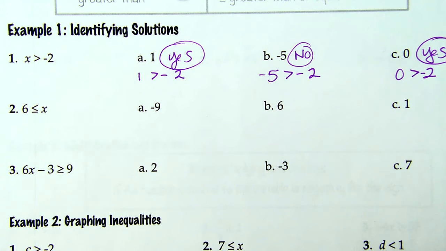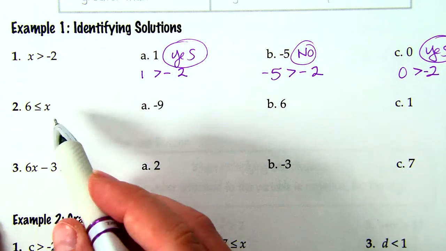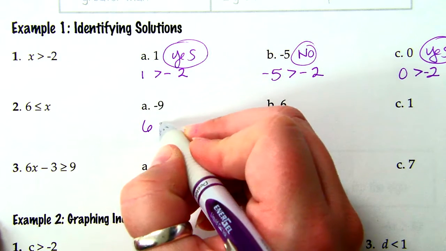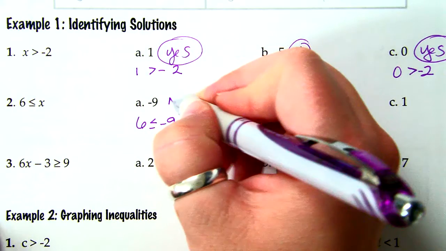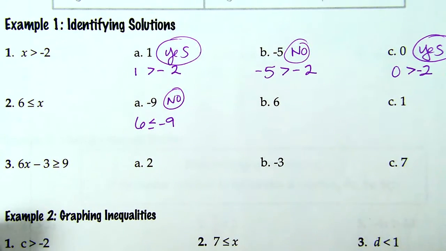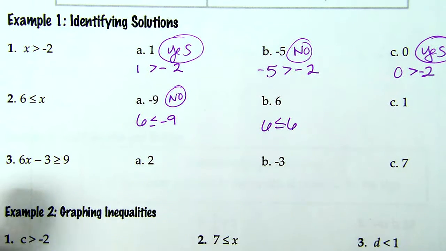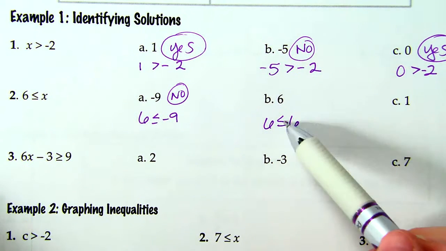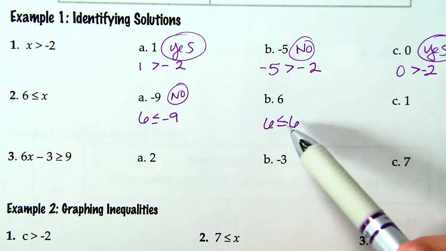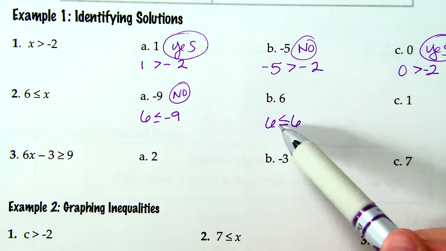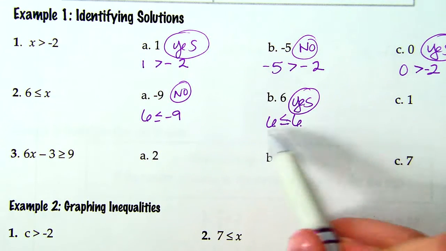Number 2, this time it is flipped around backwards, but the idea is the same exact thing. Is 6 less than or equal to -9? No, that is not a solution. Next is 6, so is 6 less than or equal to 6? This is where maybe this symbol is confusing to you. This part means it's less than. 6 is not less than 6, but this part means equal to. Is 6 equal to 6? Yes. So if it has that symbol and it's the same exact number, then it is a solution.